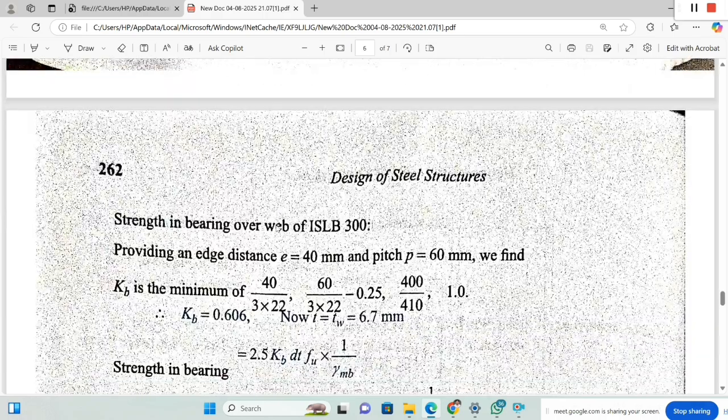Now we also have to consider bearing, the strength of the bolts in bearing. The edge distance is not given, so you have to assume it. 40 mm is considered, and the pitch is 60 mm. So you have to find the Kb value for the bearing strength of the bolts. The least of these 4 values, this you know already from the design of bolted joints, is considered. tw is the thickness of the web of the beam. This you will get from the steel tables, for the web of the secondary beam.